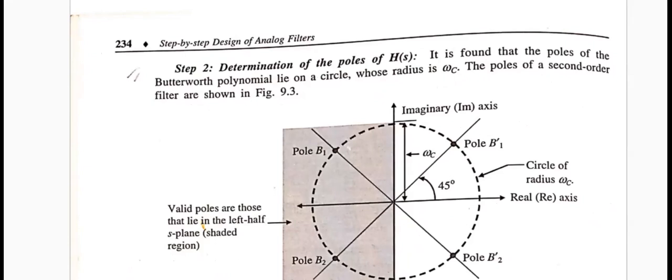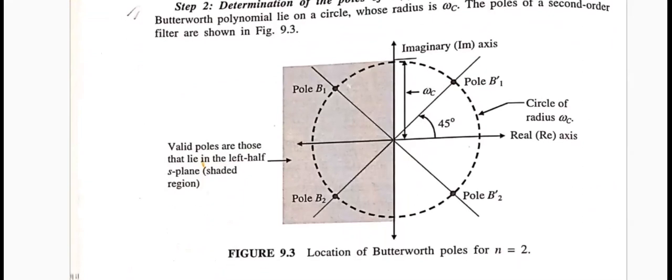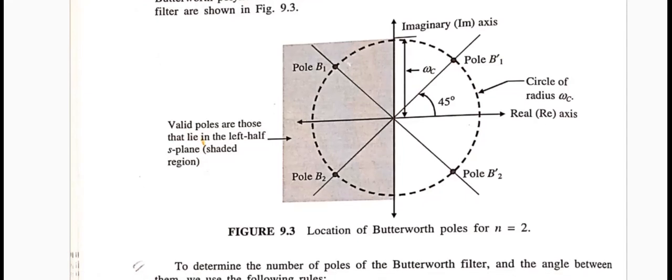I hope that is very clear to you now. So this is that circle. What is the radius of this? The radius is definitely equal to omega c. You can take it as 1, and afterward we can scale up. Now the things are very simple. This side shows the poles. Let's say these are the poles.